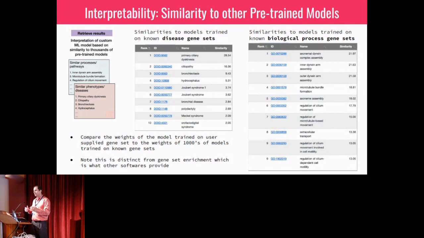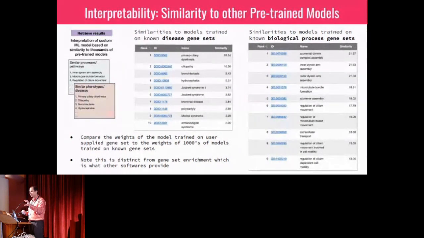So what we've done is, for every single network feature negative selection combination, we've pre-trained models on thousands of gene sets of known processes and known diseases. So we can take the user's model and compare the weights of that model to the weights of a whole bunch of pre-trained models. And then we can find out which model was most similar to the model that was trained here. So it's a little bit like gene set enrichment. It is not gene set enrichment.